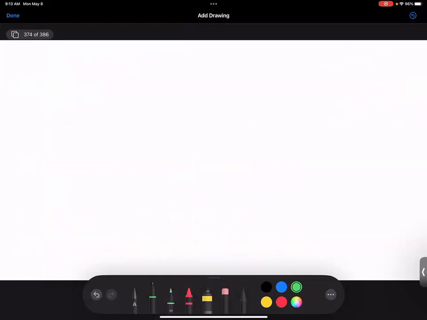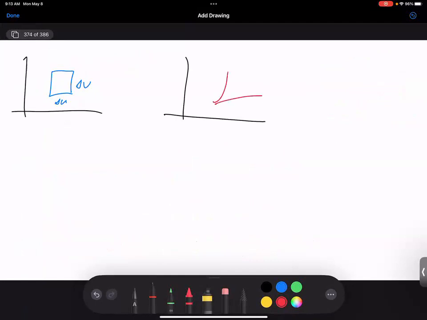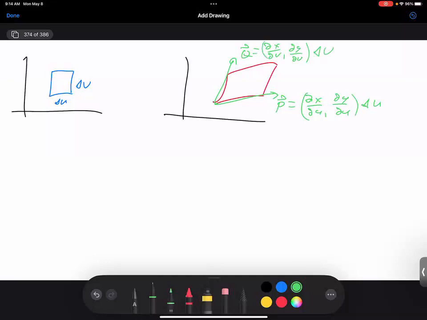So I'll draw this a little bit bigger on the next page. So again, here is my delta u, delta v. Here's my p, which is dx/du, dy/du times delta u. And here's my q, which is going to be dx/dv, dy/dv times delta v. So what is the area in xy space?